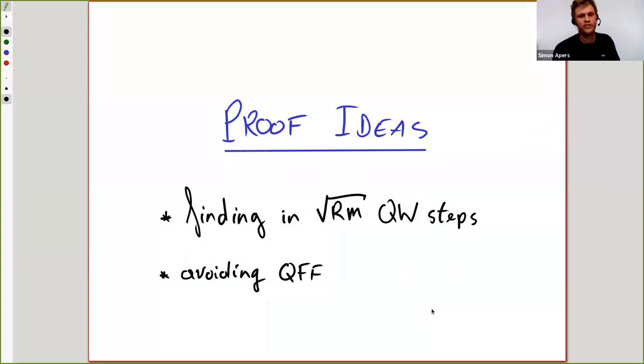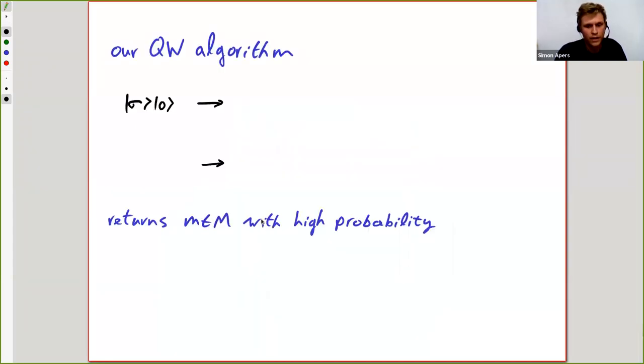As a last thing, I want to show how, in the former part, we used this quantum fast forwarding technique to implement the classical walk operator and then used classical arguments to argue about the quantum walk. Now I'm going to show how we can avoid this QFF, this quantum fast forwarding.